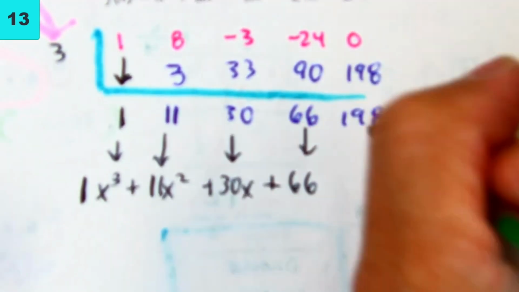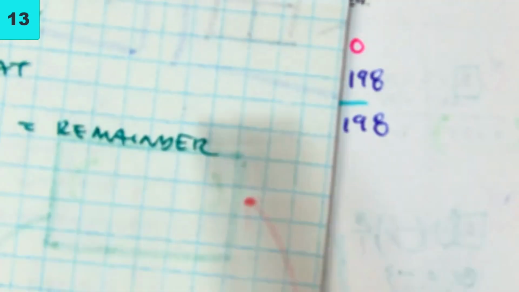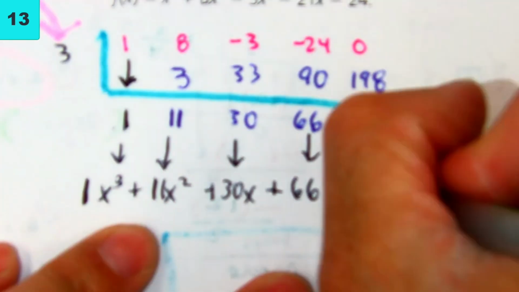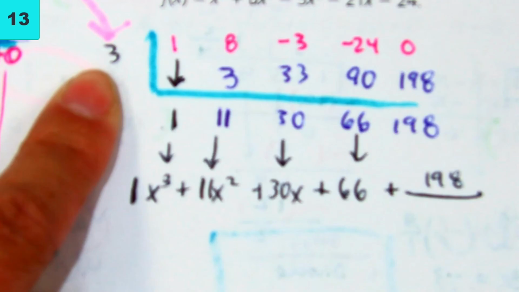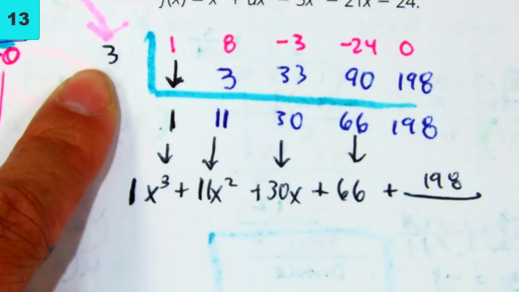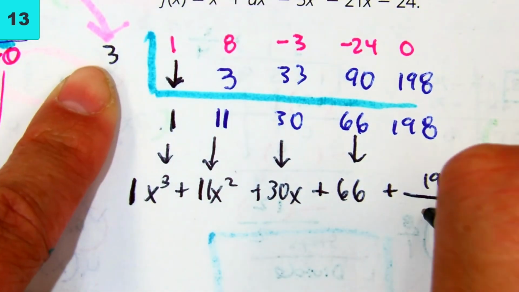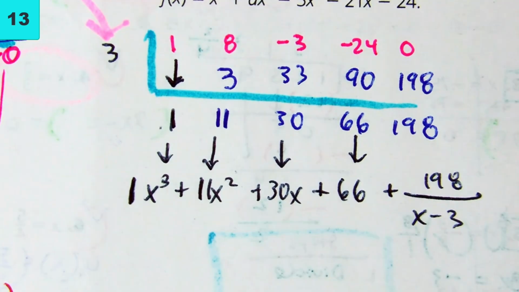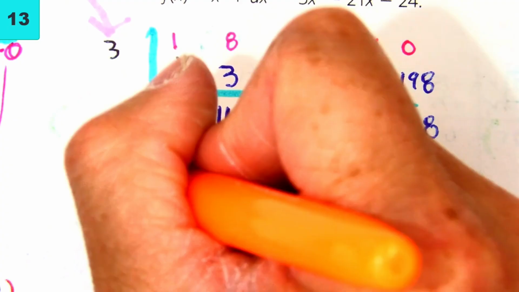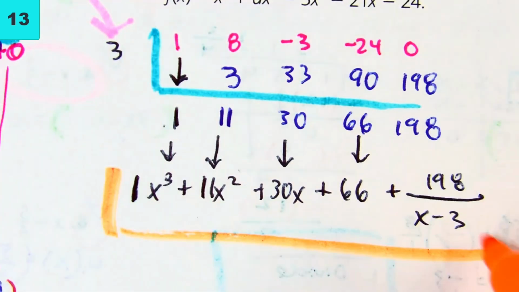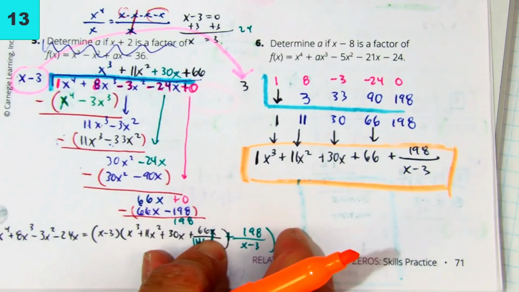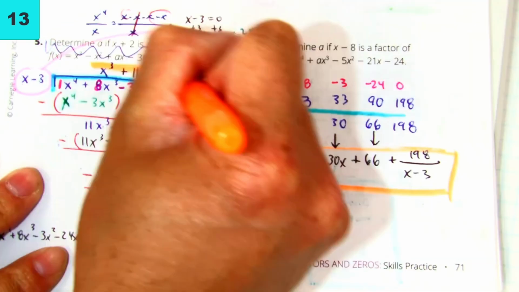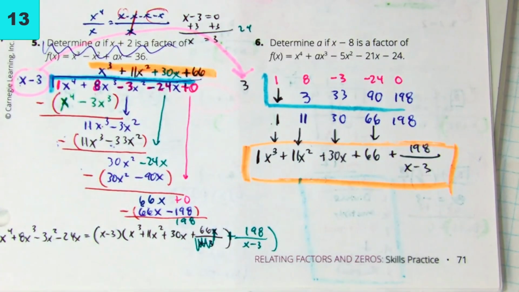What is this one going to be? 66. And we said in our notes that the last one is our remainder. So this is going to be plus 198 over, not x plus 3, what? X minus 3. So I actually just got the quotient using synthetic division. This here represents the quotient using long division and synthetic division.